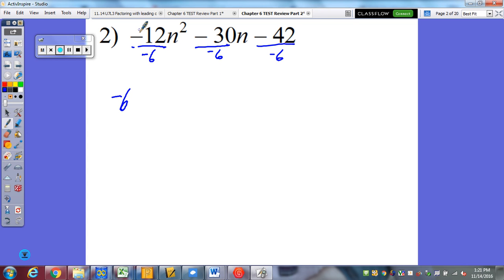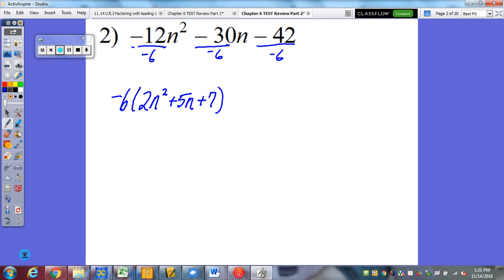Well, negative 12 divided by negative 6 is 2. N squared. Negative 30 divided by negative 6 is positive 5. N. And then negative 42 divided by negative 6 is positive 7.